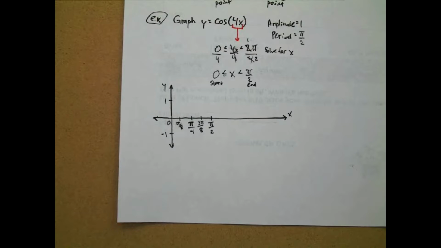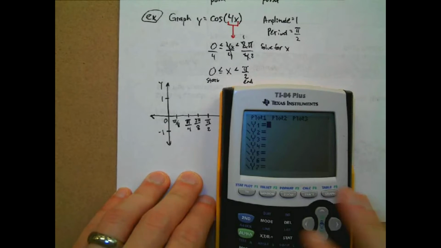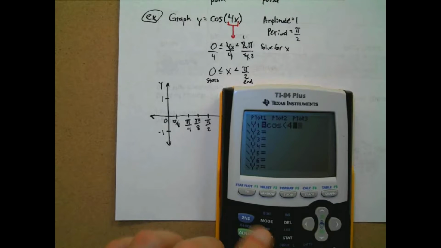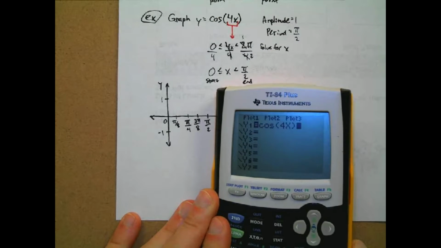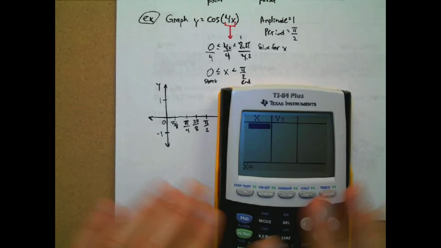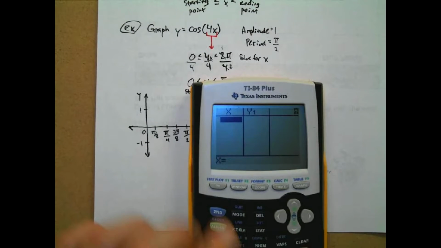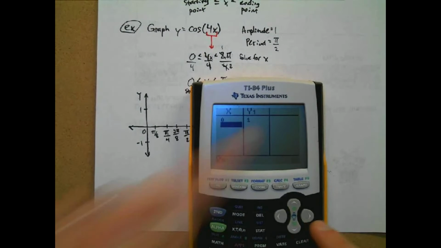Okay, and so now, again, you have a couple options. You can go to your graphing calculator if you want to. Type in the cosine of 4x. We'll go to our table then, and I'll type in pi over 8. Oh wait, 0. Sorry, first. So 0, we're at 1.